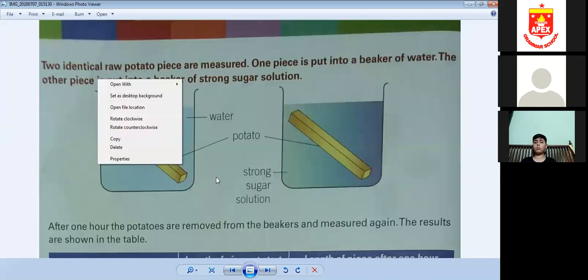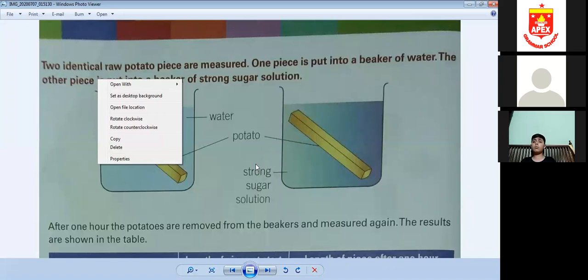You can see there are two beakers given in your book. One is put into plain water, okay, into a beaker of plain water, and the other one is put into a strong sugar solution. Okay, these are two pieces of potato and they both are the same length and same size. Okay, now we will discuss what will happen.